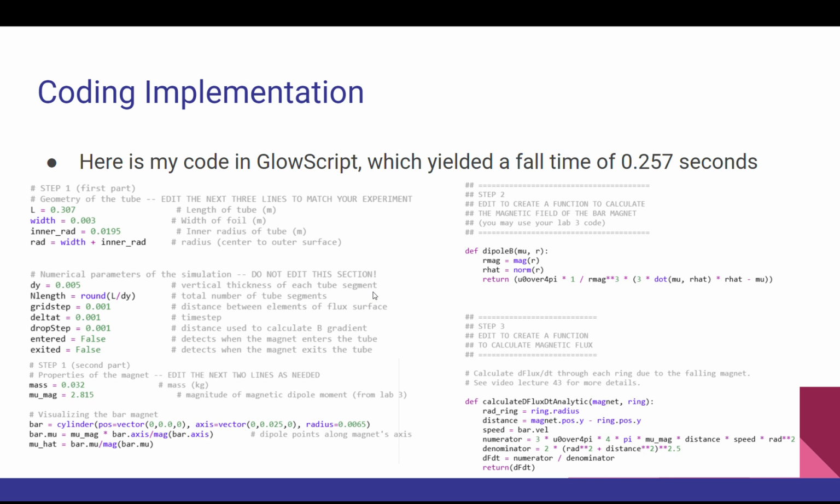My code looks like this, for example, and it shows here in GlowScript it yields a fall time of 0.257 seconds, as well as code right here for how I made the actual geometry, as well as parameters for numbers, as well as mass and mu magnetism, etc. And here's the actual code to represent how I made the functions to calculate the dipole B field, as well as how to calculate the derivative of flux at a given time based on where we are currently in the coil, as well as how strong the current B field is at that point within that loop.